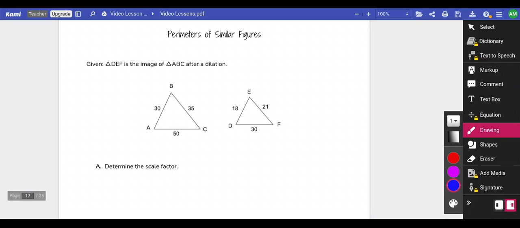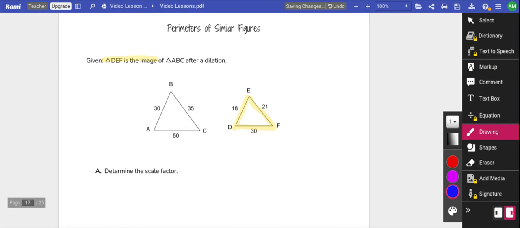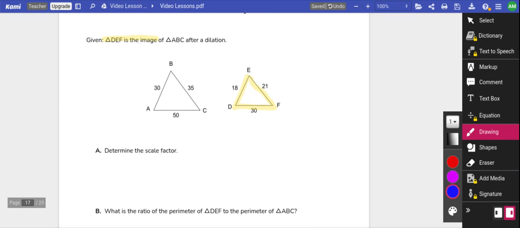Now we're going to talk about perimeter of similar figures. So let's look at this first question. We're given that DEF is the image of triangle ABC after a dilation. So DEF is my image. And the first thing it asks me to do is to find the scale factor.